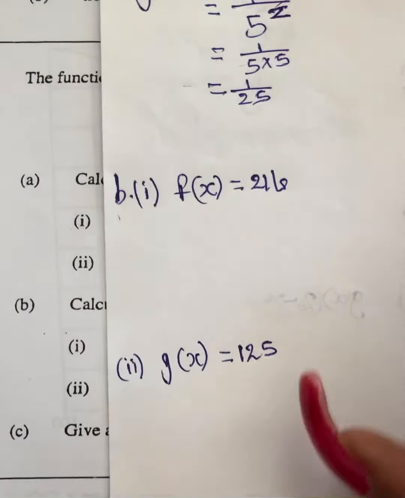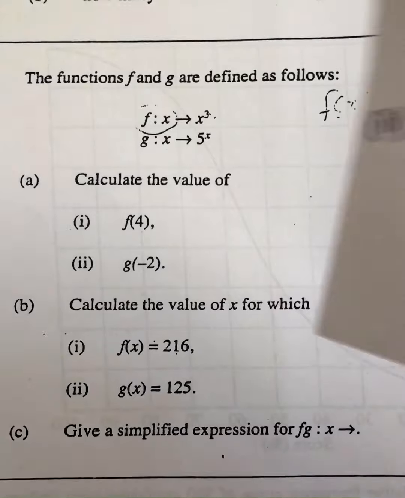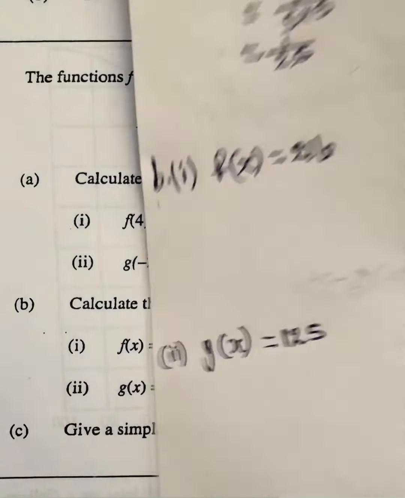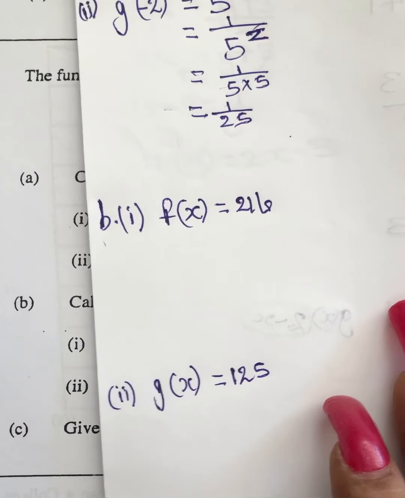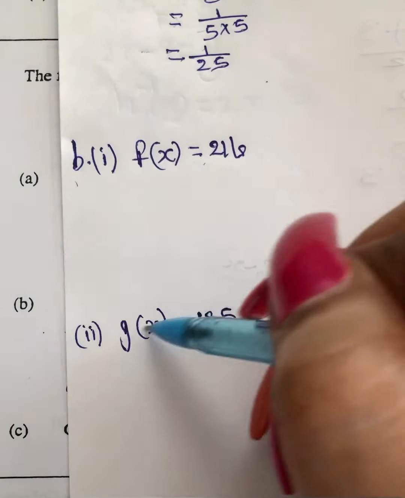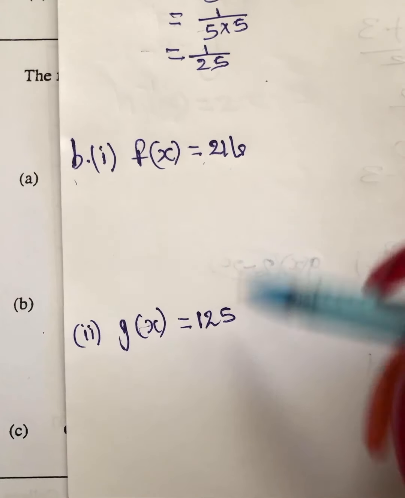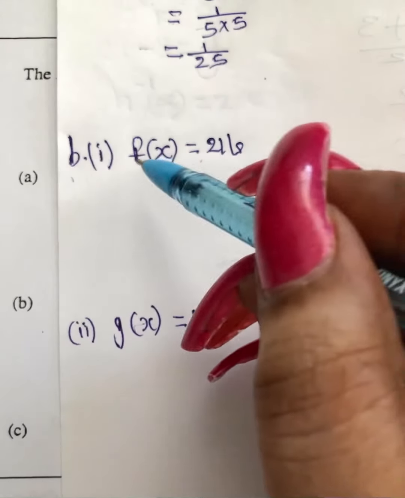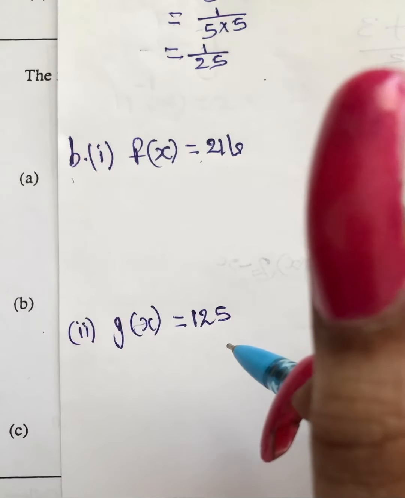Good? Let us look at part B now. Part B for our question asks us to calculate the value of x for which, and we were given 2 scenarios. We have f of x equals 216, and we have g of x equals 125. So we are going to work with our 216. f of x is equal to 216.